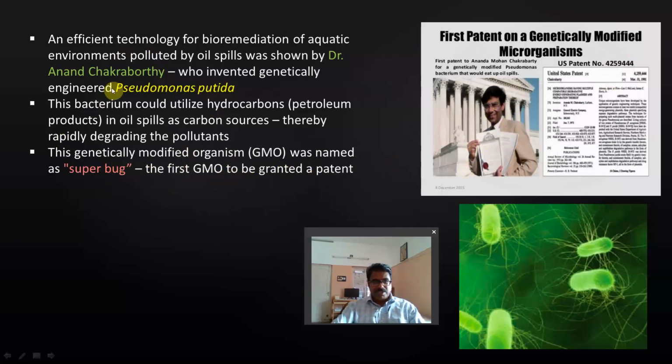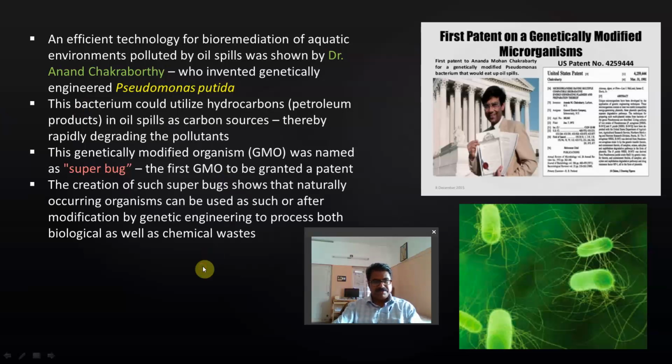So, this Pseudomonas putida was genetically modified so that 5 or 6 contents of petroleum or oil can be degraded at the same time. Okay, so this biotechnologically modified Pseudomonas is called superbug, and this was a patented organism, and it was created by Dr. Anand Chakravarti, and this was the first GMO or genetically modified organism to be granted a patent.